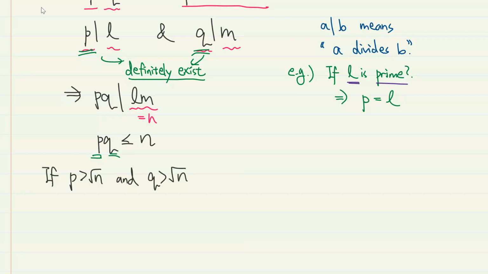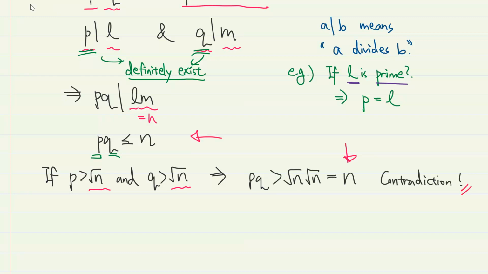If p and q are both greater than square root of n, then the product pq is greater than square root of n times the square root of n, which is n, hence contradiction. Therefore, we have p is less than or equal to square root of n, or q is less than or equal to square root of n. That is, at least one of them is less than or equal to square root of n.